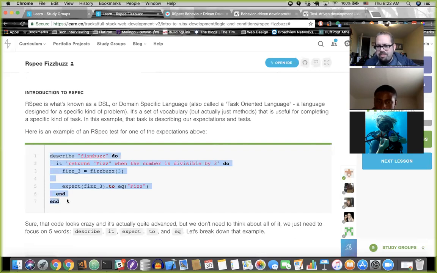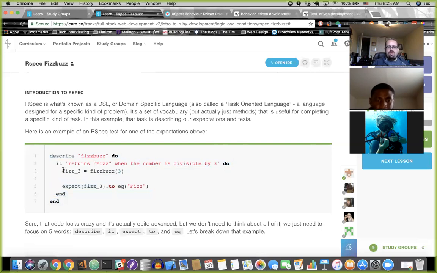Not the whole problem, not two parts of the problem, just one piece of the problem. The one piece is it returns fizz when the number is divisible by 3. Because remember, the point of TDD is to break down our problem into the smallest parts we can. Right? So that's what we're doing here.